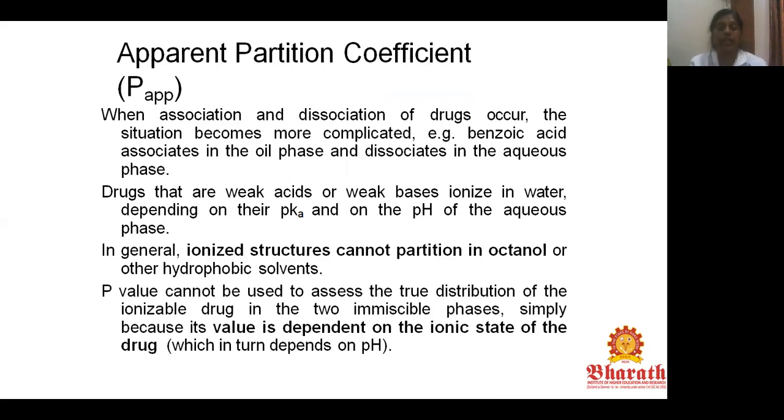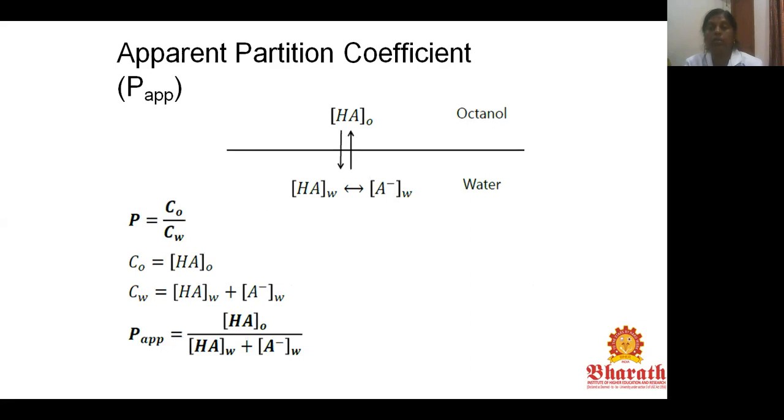Drugs that are weak acids or weak bases ionize in water depending on their pKa and on the pH of the aqueous phase. In general, the ionized structure cannot partition into octanol or other hydrophobic solvents. So the P value cannot be used to assess the true distribution of an ionizable drug in the two immiscible phases, simply because its value is dependent on the ionic state of the drug, which in turn depends upon the pH. This is the apparent partition coefficient of octanol and water.